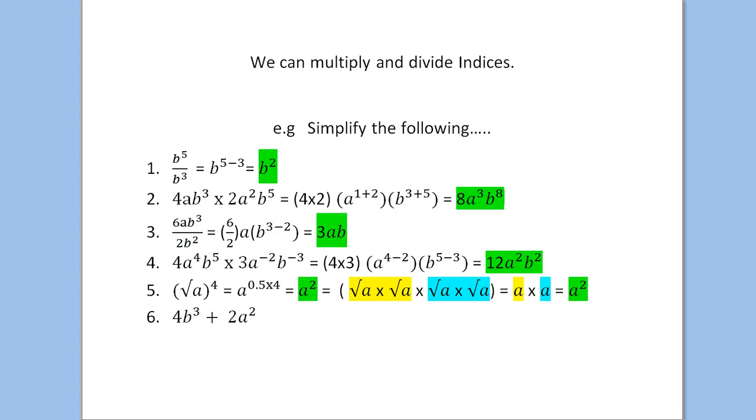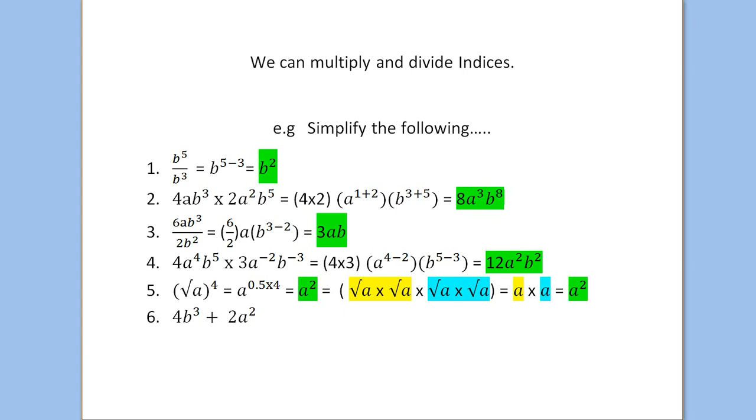Now in number 5, we have the square root of a, all raised to the power of 4. Now the square root of a, we need to convert that into index form, and that's just a to the power of a half, or a to the power of 0.5. You will learn that in maybe some of your other mathematical courses. But when you see a root, think of to the power of a half. And when you think of an nth root, if it was the cube root, the power would be a third. The nth root, the power would be 1 over n. We'll look at that later in the video.